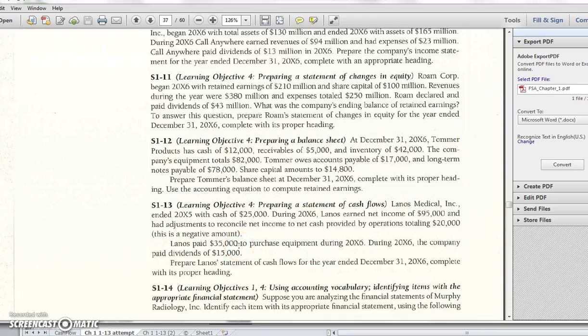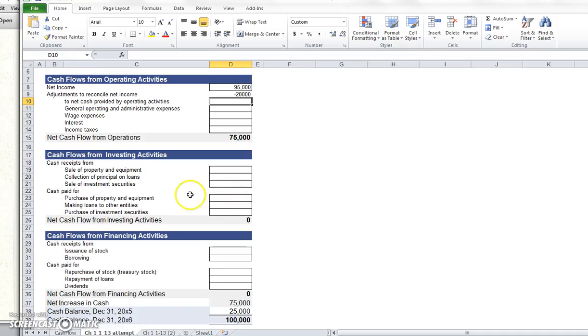Paid for equipment, 35, and then dividends of 15. All right, let's see, where is this? Equipment. So basically purchased equipment. So there's two categories for equipment. One is purchase and one is sale. So we purchased. So when we purchase, it should be negative because that's not money that's coming in, it's money that's going out. Right. And what else is there? Dividends. Dividends go out.